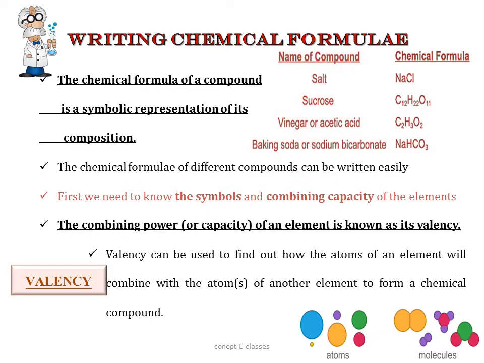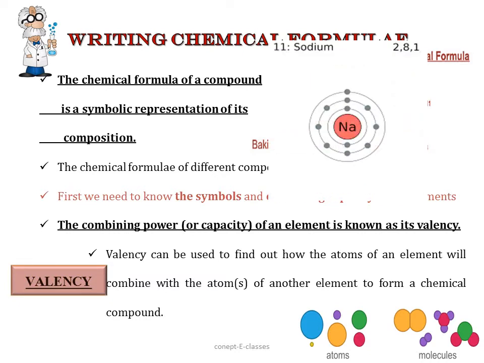The combining power or capacity of an element is known as its valency. So the combining capacity of an element is valency. We know that the atom consists of protons, neutrons and electrons, and every atom wants to be stable. Hence they may either lose or gain or share some electrons. So valency is related to how many electrons are there in the outer shell.